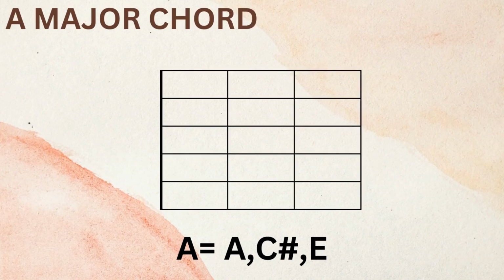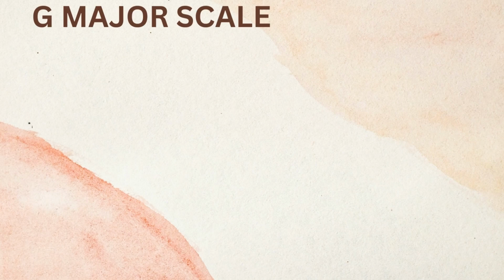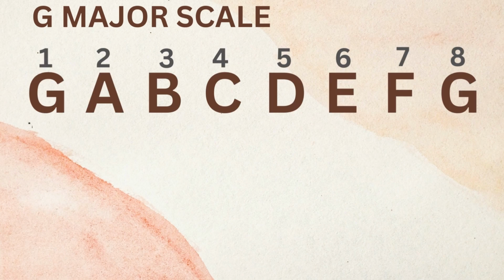On the chord chart, the A major chord is composed of the fretted notes E, A, C sharp, and the open notes A and high E. Same procedure for the G major scale. Write the notes starting from G until going back to G. Examine the distances if they satisfy the whole, whole, half, whole, whole, whole, half condition. If not, make the necessary adjustments.